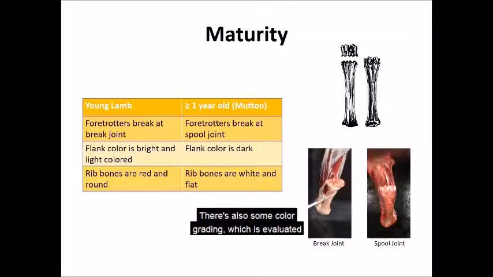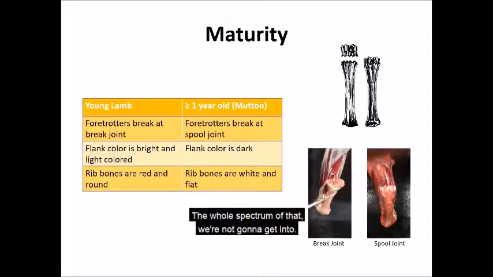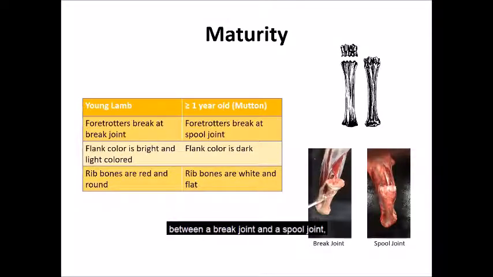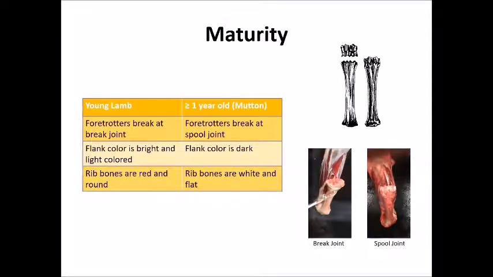Okay. There's also some color grading, which is evaluated in the colors of the flanks inside the carcass. Lambs are bright, light colored. Mutton carcasses are darker. Whole spectrum of that we're not going to get into. And you also can look at the color and the shape of the ribs. Lamb ribs are red and round. In an older mutton carcass, the rib bones are white and they're flat. Okay, the biggest difference for maturity is the difference between a break joint and a spool joint, and those are pictured at the bottom right for you, carcass level.